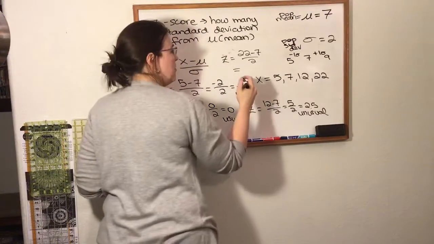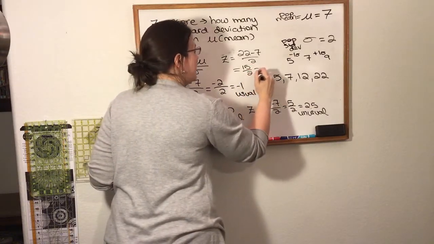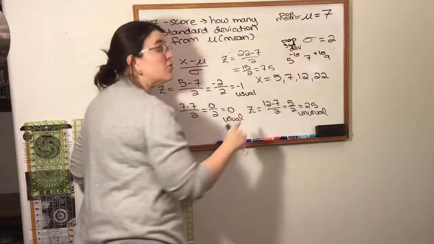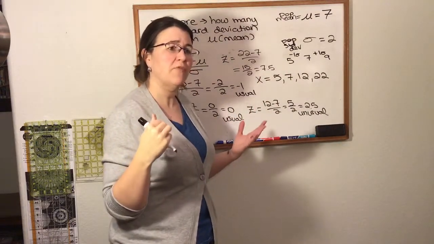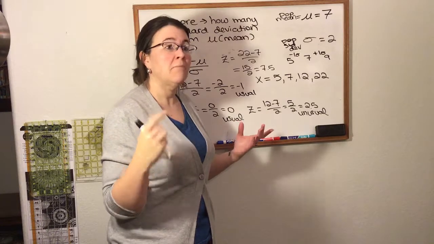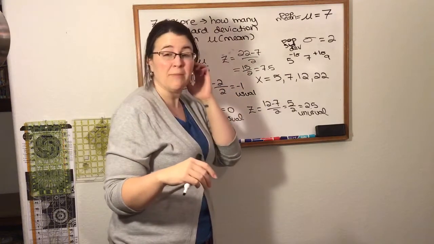Does that sound right? 15 plus 7, yeah. And 15 over 2 is 7.5. That's a ridiculous amount away from your mean, 7.5 standard deviations away from your mean. In my guesstimation, that number would probably be an outlier in my data.